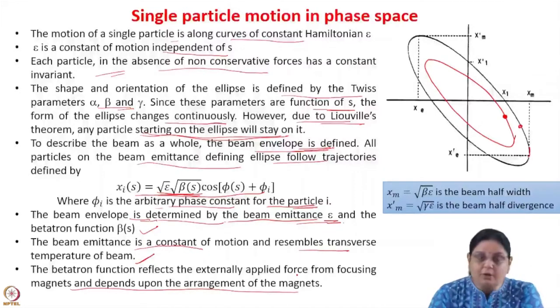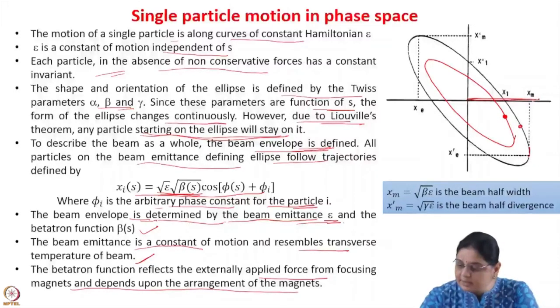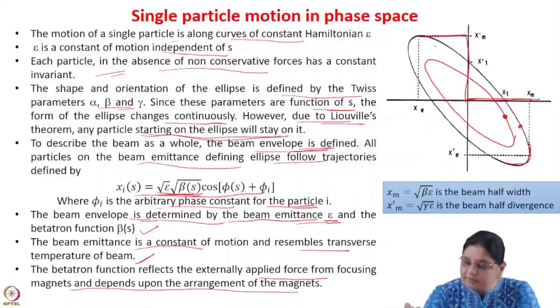So the betatron function beta depends upon the value of k, and k depends upon the gradient or the field of the magnet. So it is a function of the externally applied force from focusing magnets, and it depends on how you arrange the magnets, whether it's a FODO or a FOFODODO or some other arrangement. So in this ellipse, this is the maximum beam size, where this is the outermost ellipse, and this is the maximum beam divergence. Again, this is the outermost ellipse. All other particles lie on concentric ellipses inside this outermost ellipse.